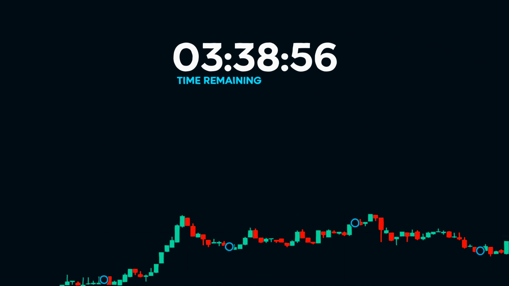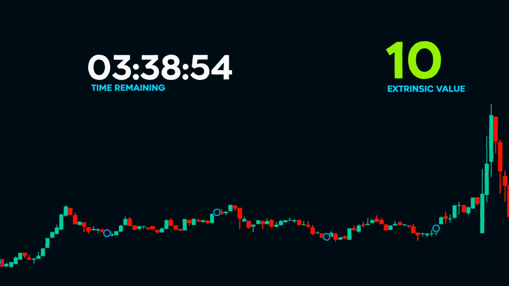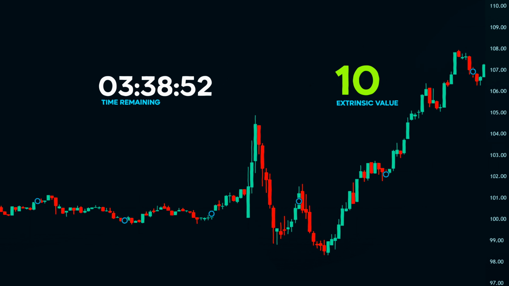Extrinsic value is the premium you pay for potential future gains. The more time until expiration, the higher the extrinsic value because you have more time for the stock price to move in your favor. When day trading, you'll typically deal with options that have little time until expiration, which means their prices are heavily influenced by extrinsic value or time decay.